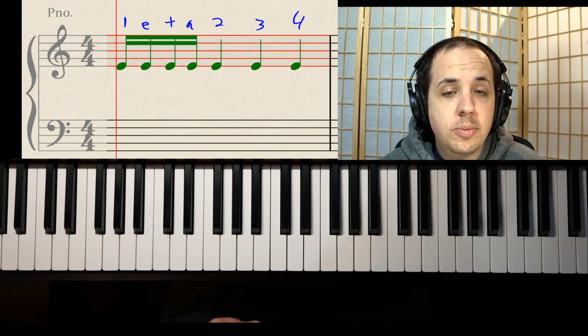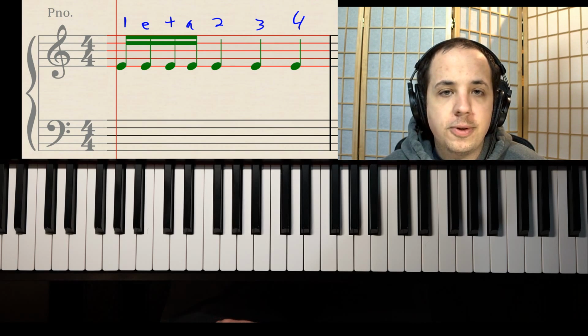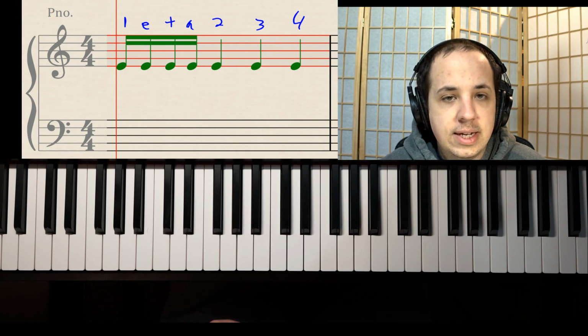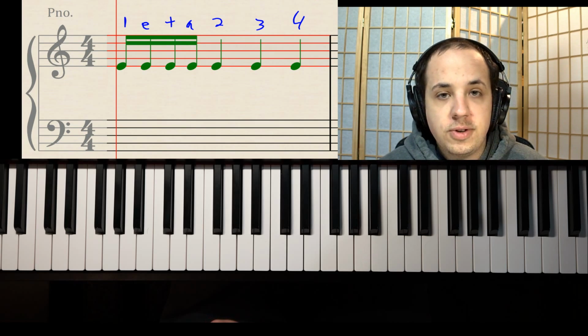So next time we'll talk more about 16th notes, more about triplets, of course, and then we'll probably move further and further into things like 6/8 and 9/8, and maybe combinations of 16th and 8th note rhythms.